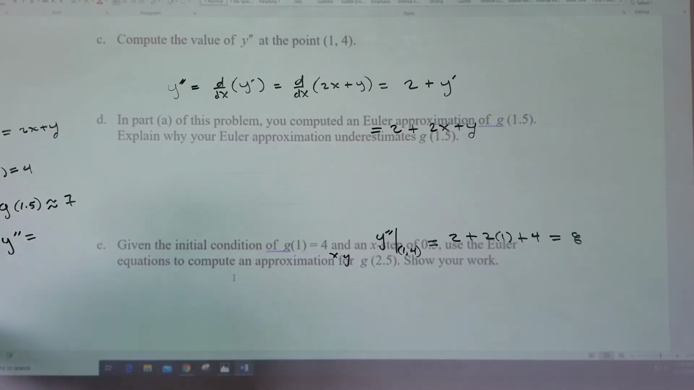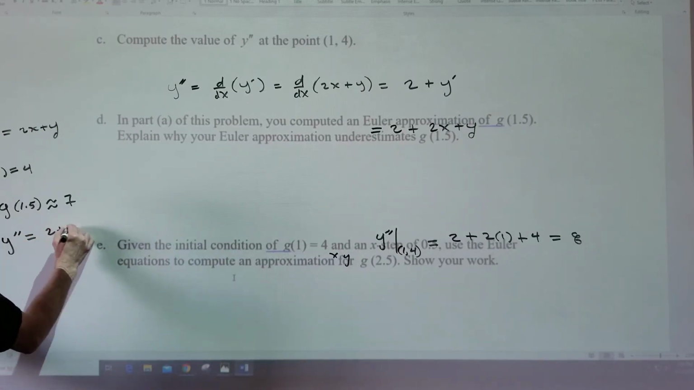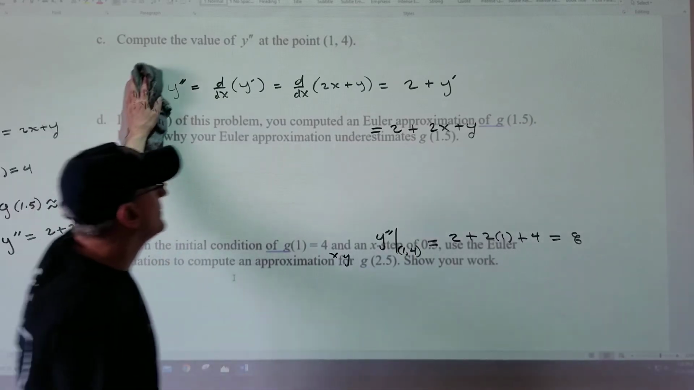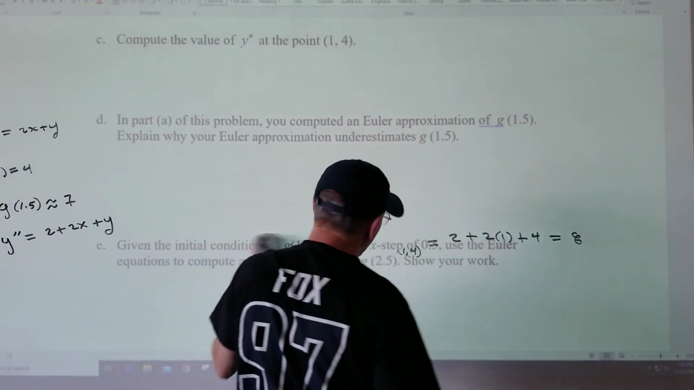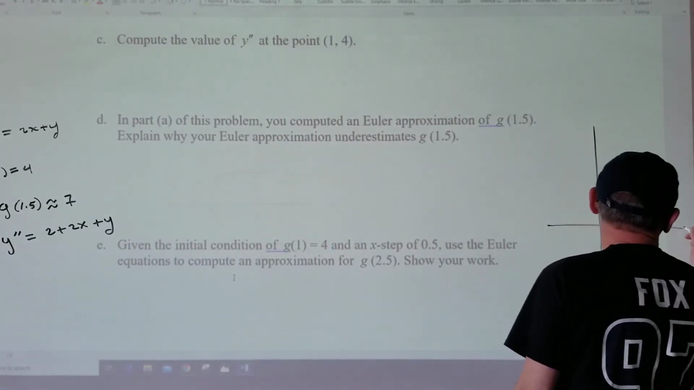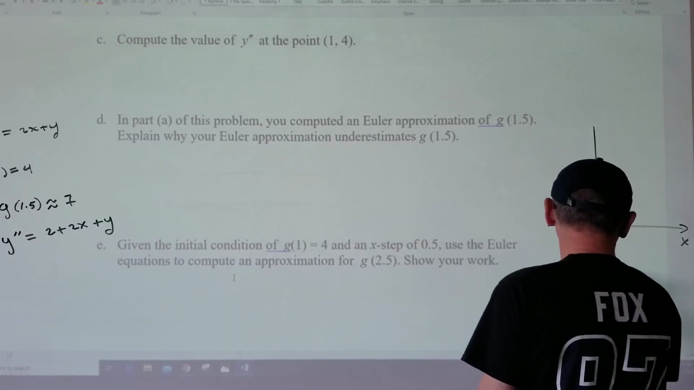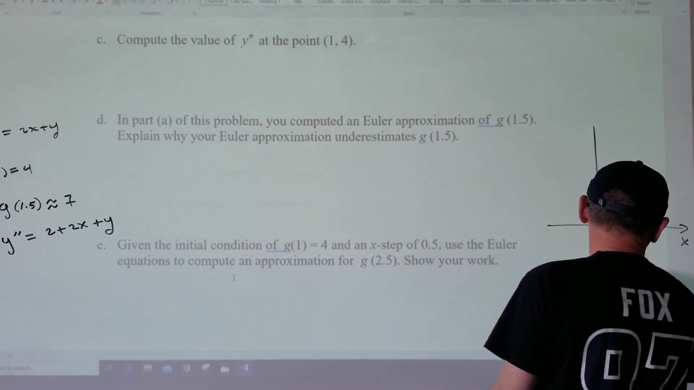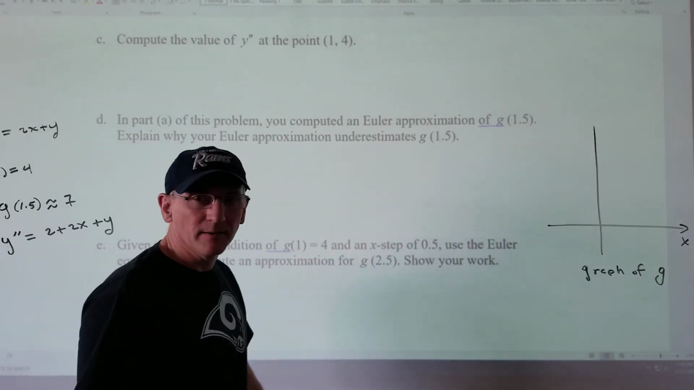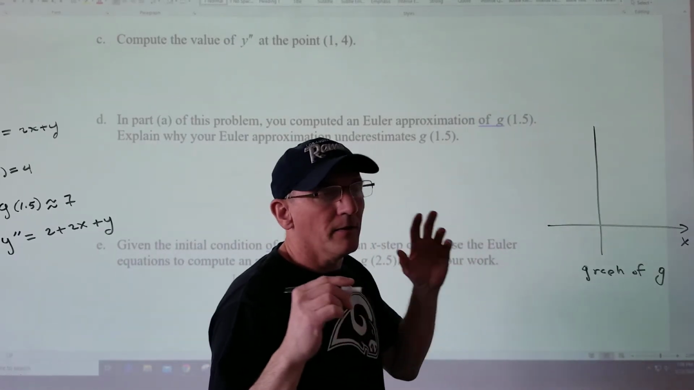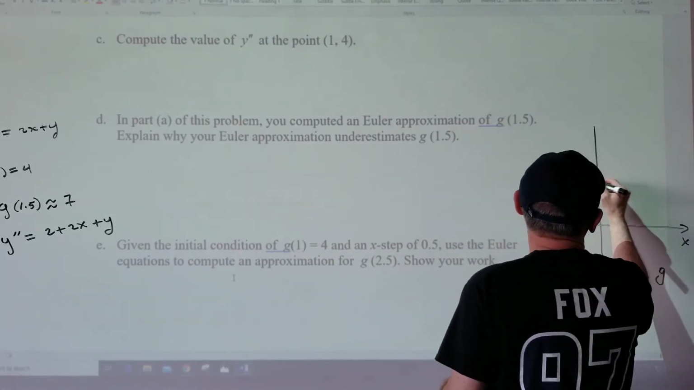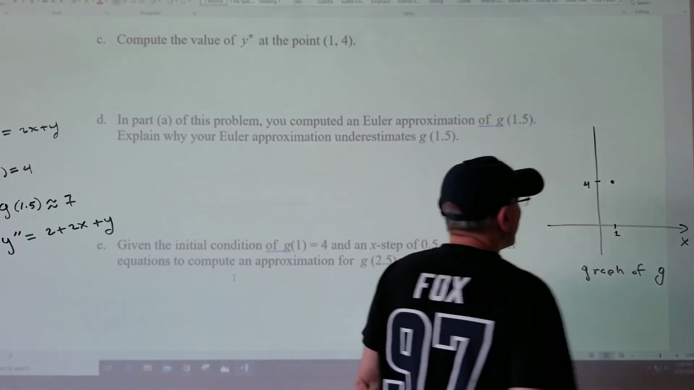The formula for the second derivative was 2 plus 2x plus y. Okay, that's important. So here's what you should say. There's a point on the graph of g. It's not going to hurt to put an illustration or a graph in here like this, like I'm doing, but you have to be able to write this out in your words. Use your words. You've got to use words.